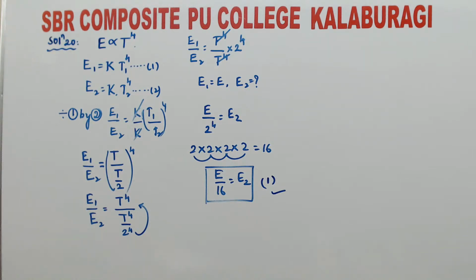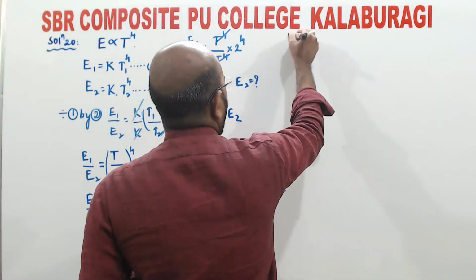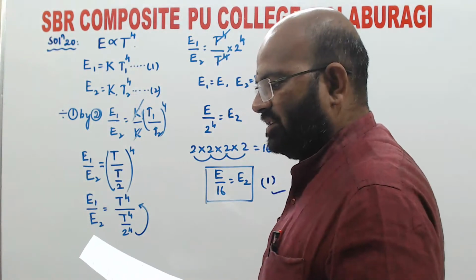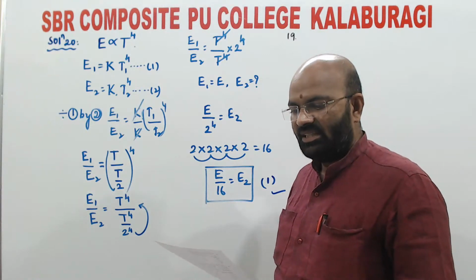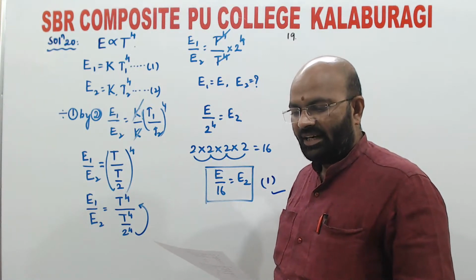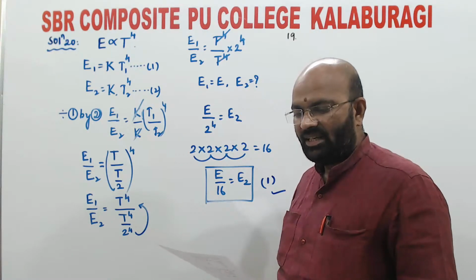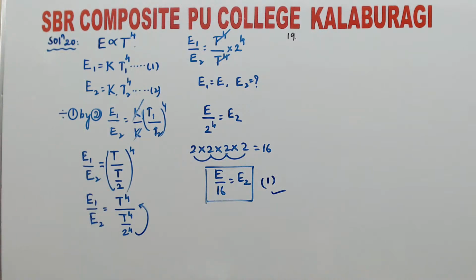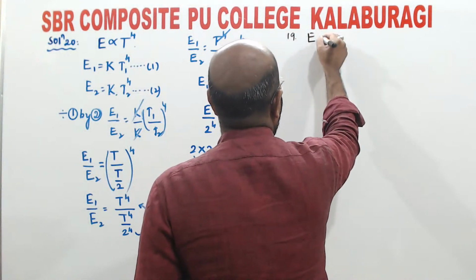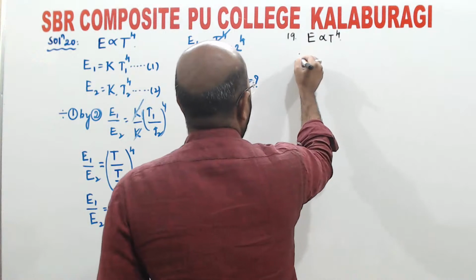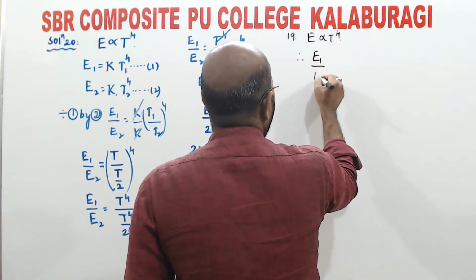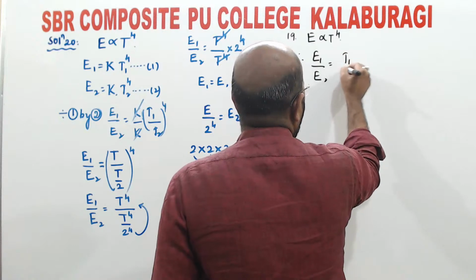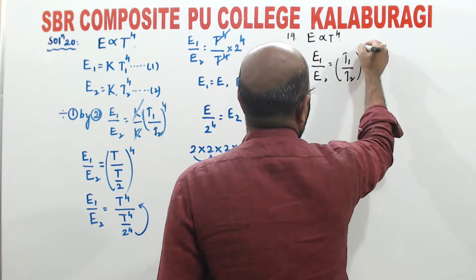In the next question, question number 19, the rate of radiation of a black body at 0 degrees Celsius is E joules per second. The rate of radiation of this black body at 273 degrees Celsius will be? We know that the given condition has been mentioned so clearly, that E is directly proportional to T to the power 4. Therefore, E1 by E2 is equal to T1 by T2 whole to the power 4.